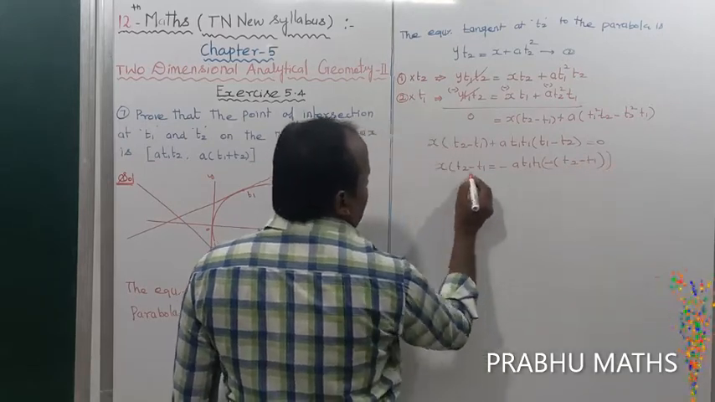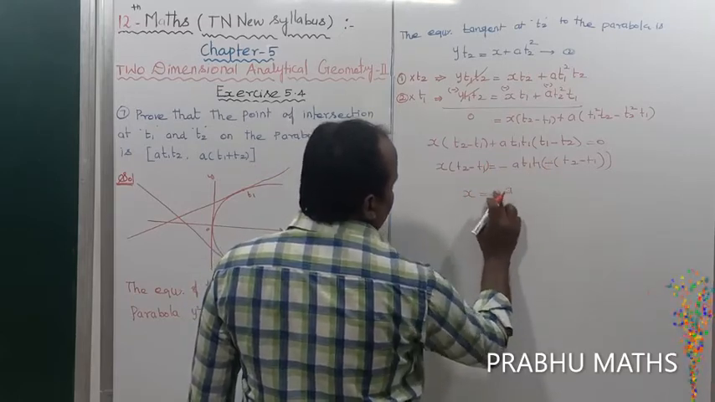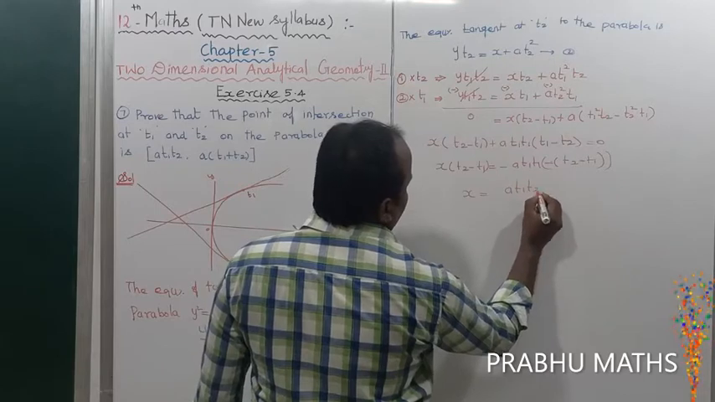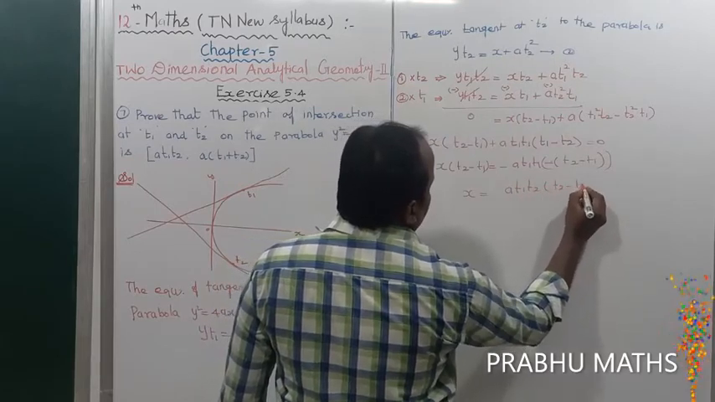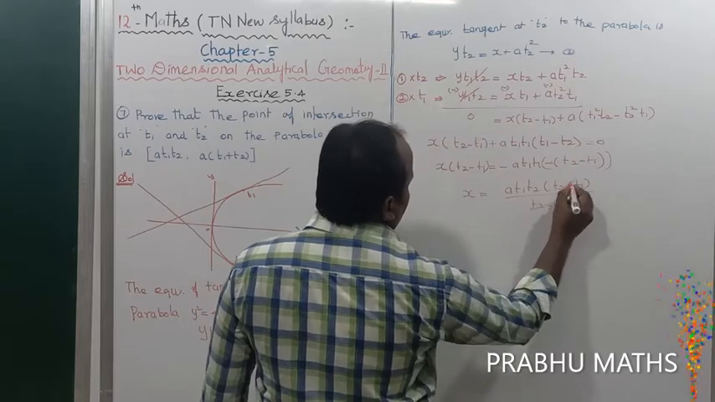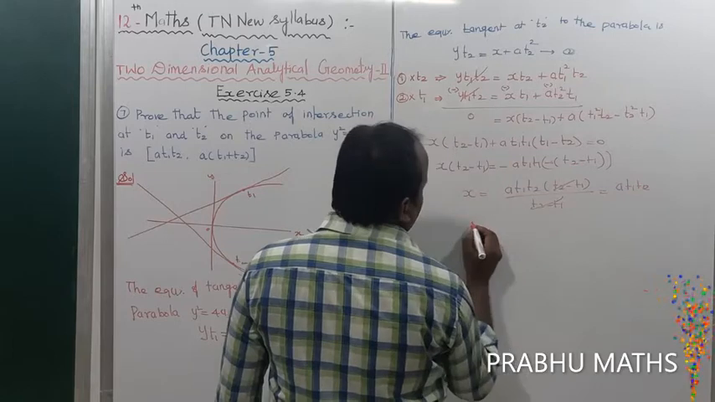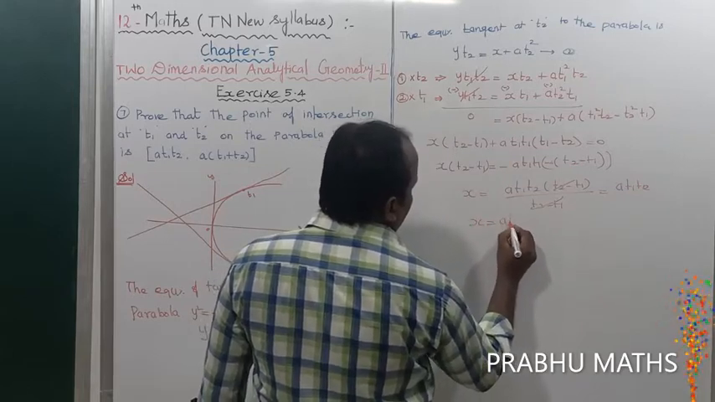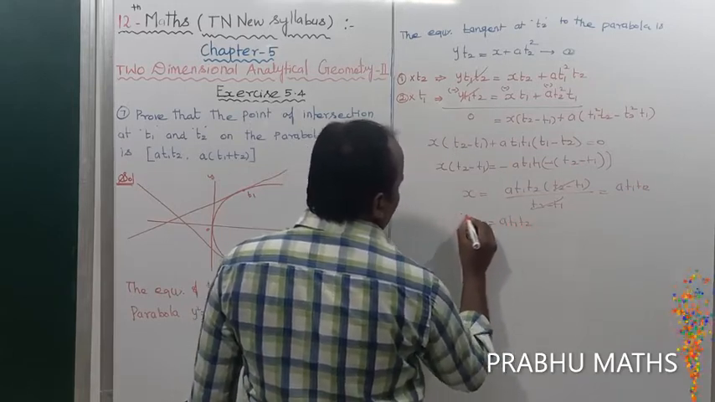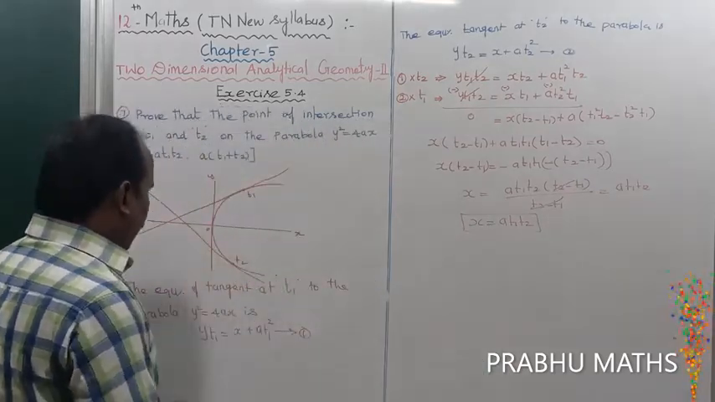So x = a t1 t2 (t2 − t1) divided by (t2 − t1). This cancels, so x = a t1 t2. That is the x value, a t1 t2.